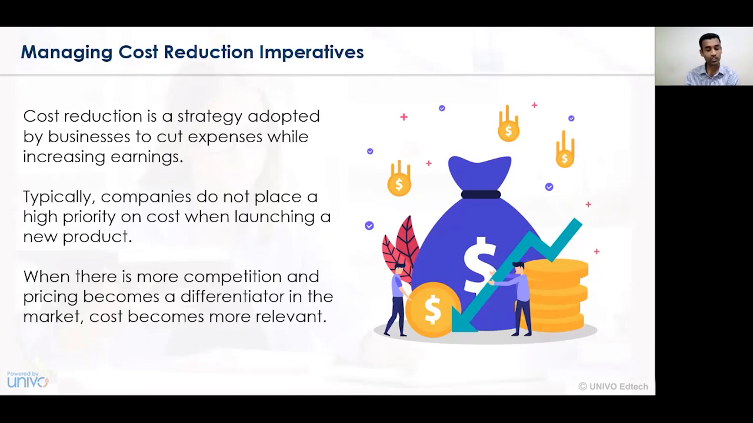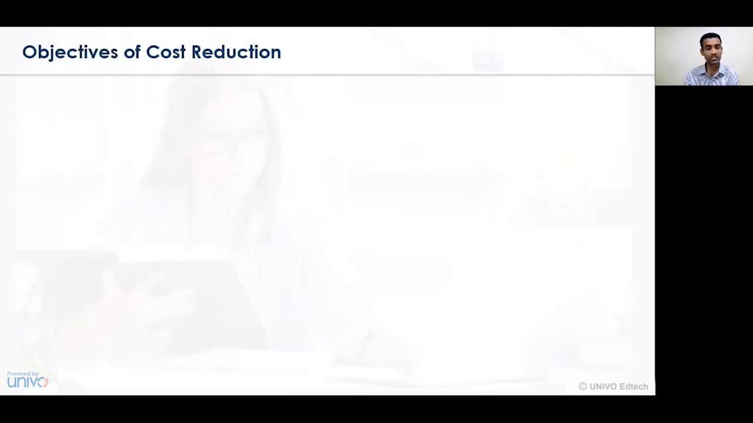When there is more competition and pricing becomes a differentiator in the market, cost becomes more relevant, and hence more preference is given to how we can control cost and avoid the various factors related to cost reduction. Now let's understand the various objectives of cost reduction.